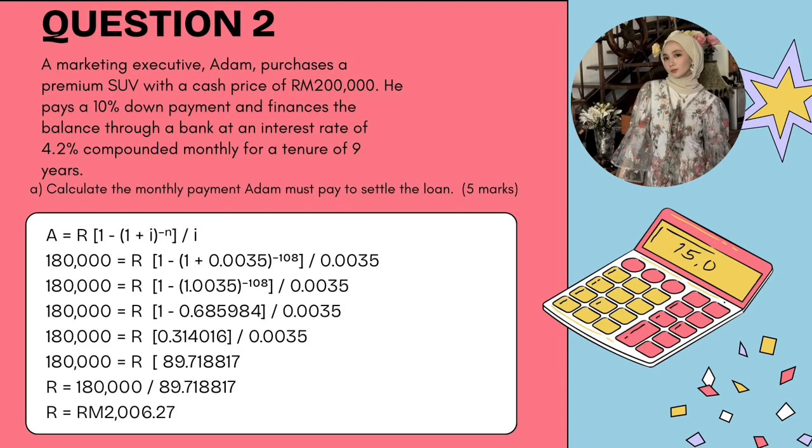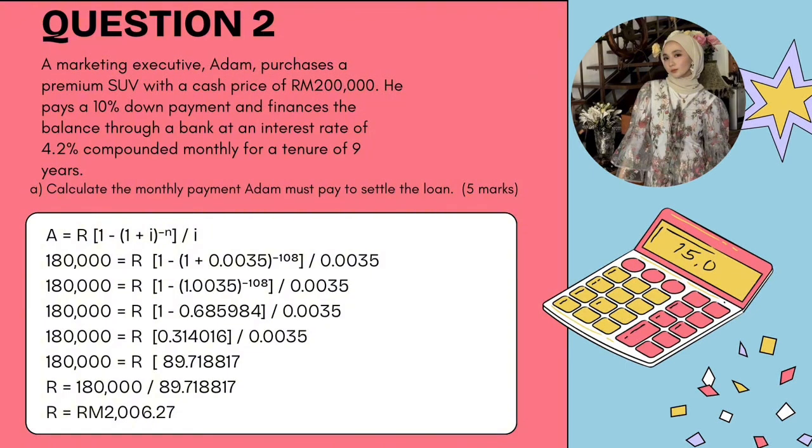First, before we answer the sub-question, we need to find the actual loan amount. The down payment is 10% of 200,000 ringgit, which gives us 20,000 ringgit. To find the loan amount, we subtract the 20,000 ringgit down payment from the 200,000 ringgit cash price, leaving us with a total loan amount of 180,000 ringgit.